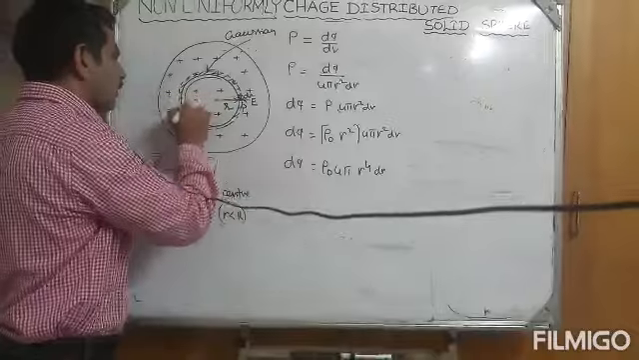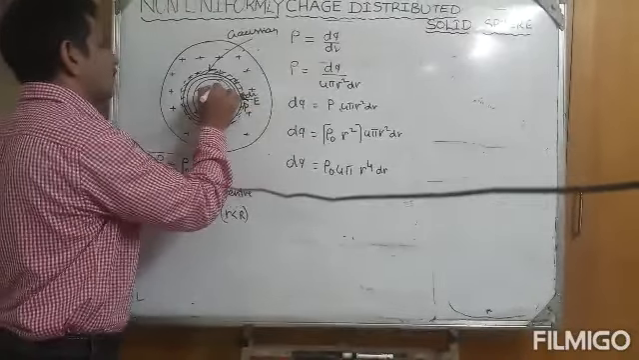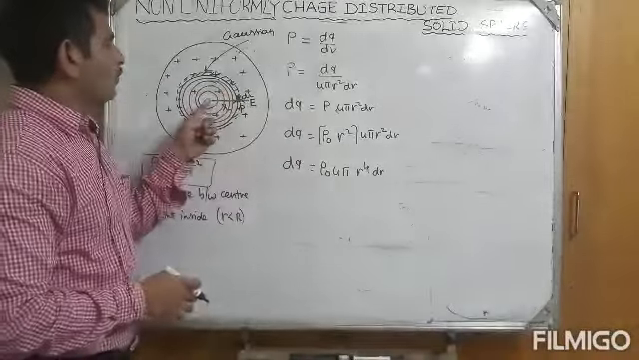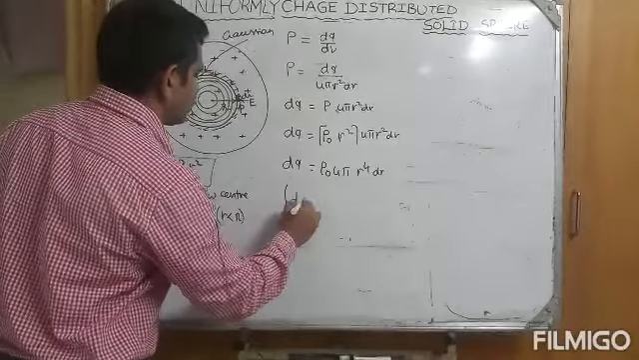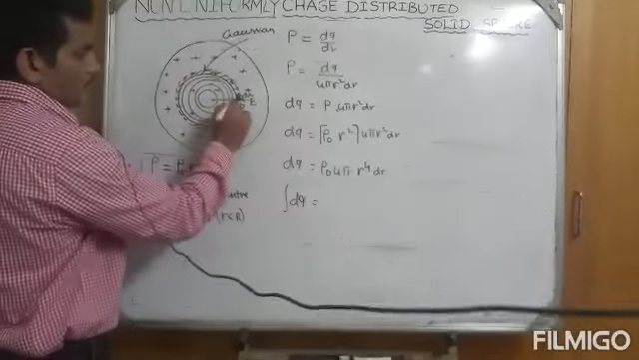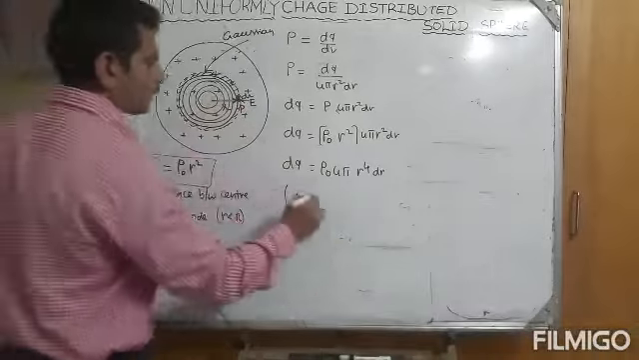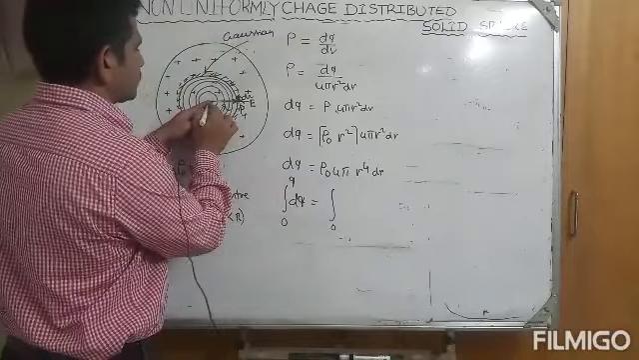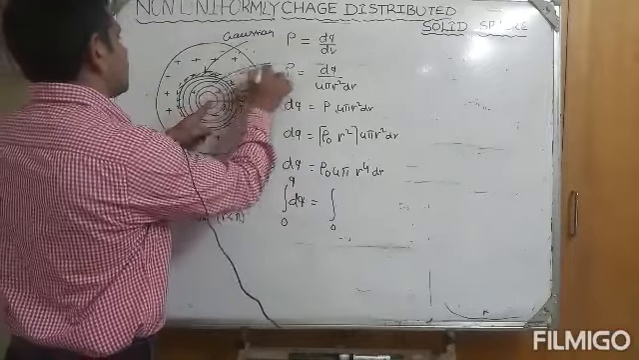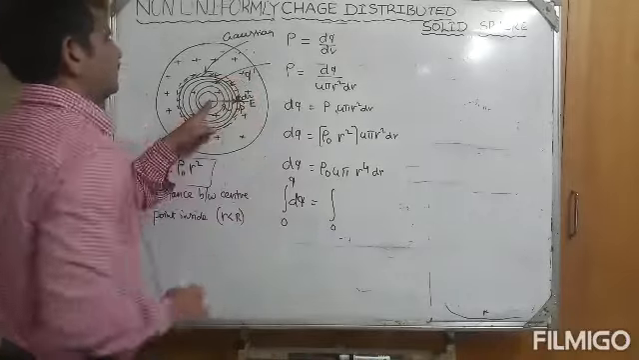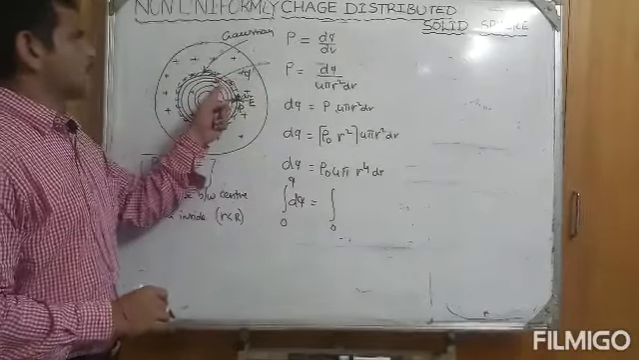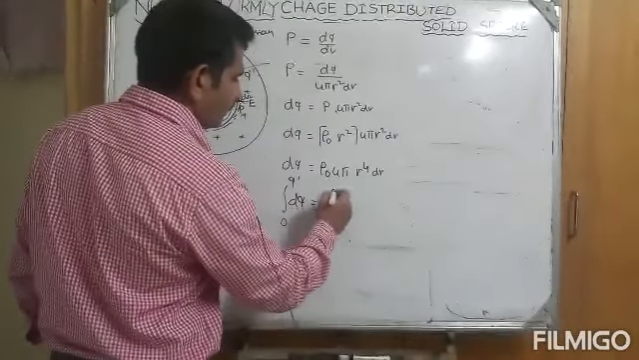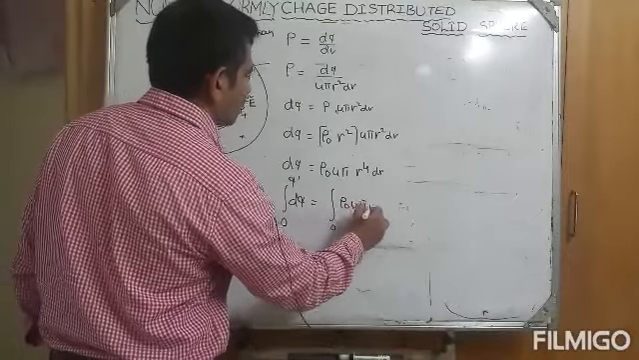So it is a combination of different shells. All shells carry charge, so we integrate dq, and the shells change from 0 up to r. Therefore, integration from 0 to q. At the center there is no charge; up to here the charge inside, let us assume, is q dash, and it equals the integral of rho naught 4 pi r power 4 dr.